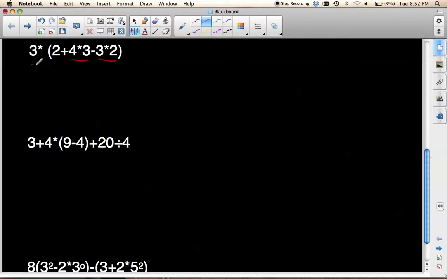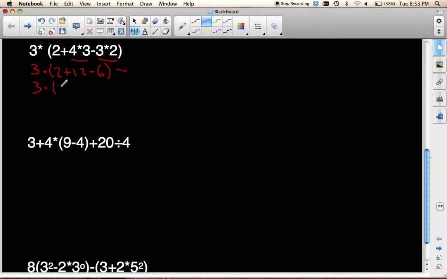So this 3 times stays the same. So does our 2 because it's an addition, but 4 times 3 is 12, minus our 3 times 2, which is 6. So that gives us our next level of brackets. So now we have to continue solving our parentheses. So if we look at what's in brackets, we have 2 plus 12 is 14, minus 6.